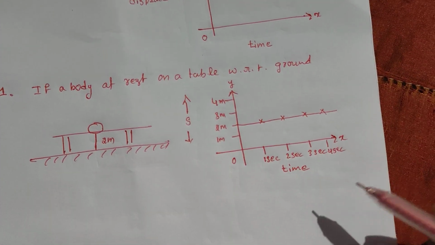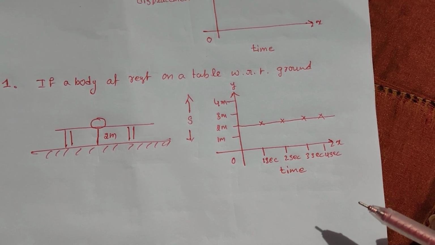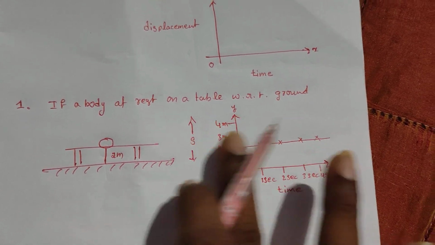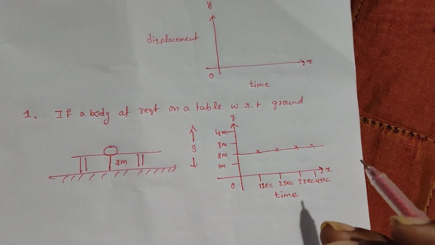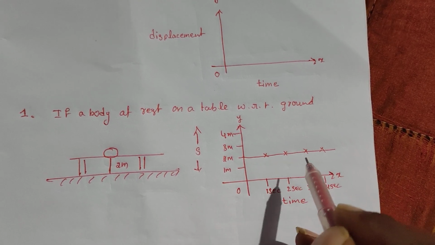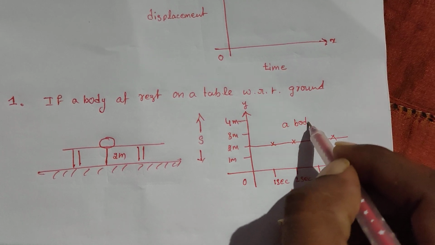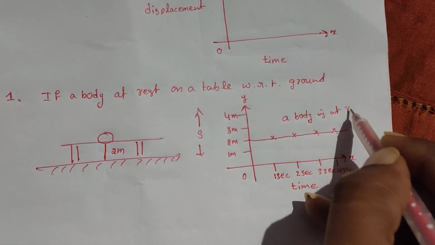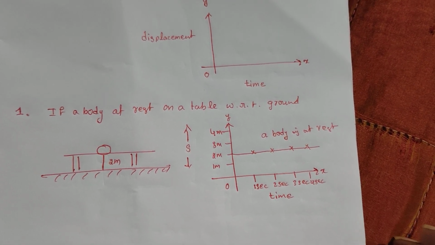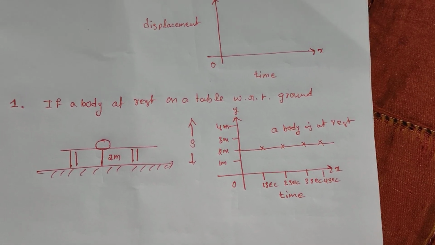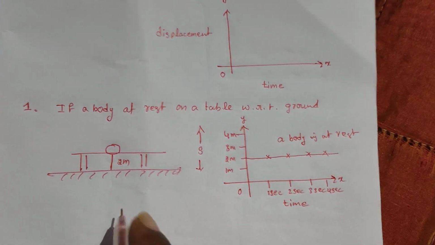Okay, it is parallel to the x-axis. The slope is parallel to the x-axis. Understood? So here the displacement time graph slope is parallel to the x-axis. Then that slope represents a body at rest. A body is at rest. Understood? Do you have any doubt? So the body is at rest. You have to explain that point, the body is at rest, with a mathematical explanation.